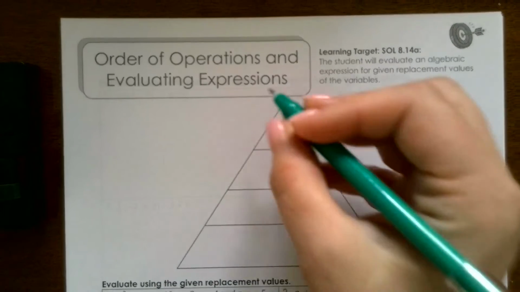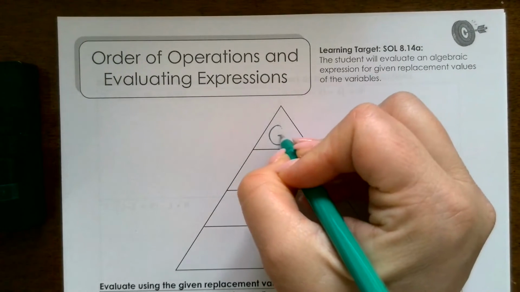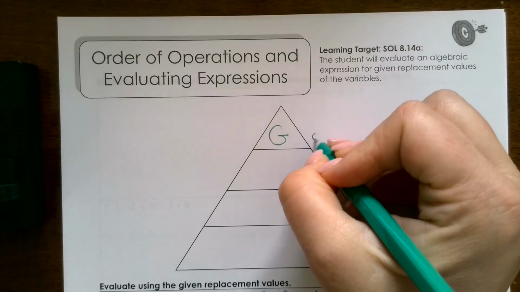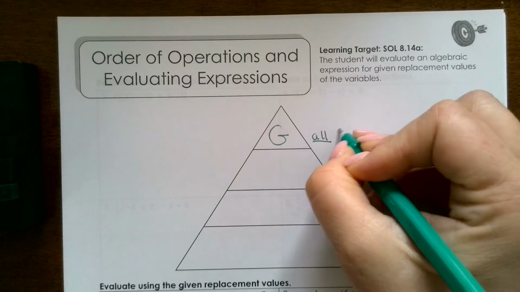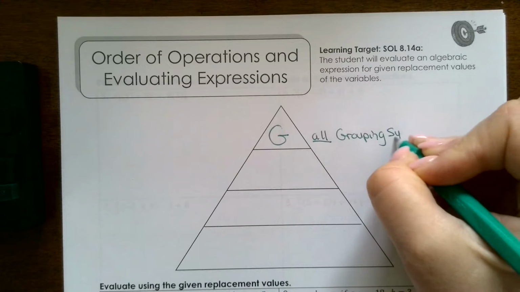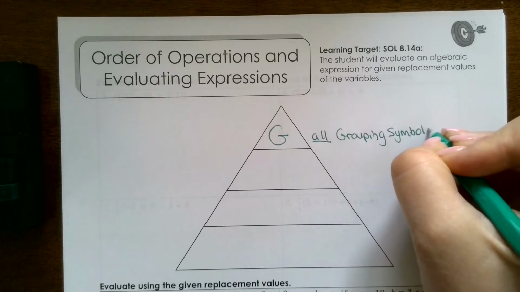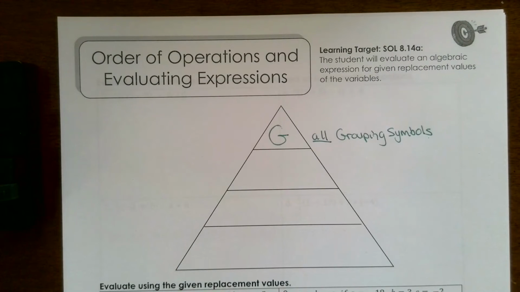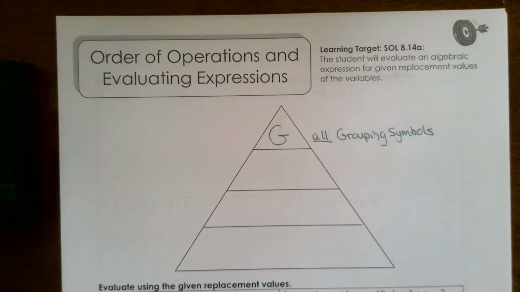Let's go over it. Our first step in order of operations is a G, and that stands for all grouping symbols. And you will be using a lot of different grouping symbols: parentheses, absolute value bars, square roots, division fraction bars that are long with expressions in the numerator, expressions in the denominator.